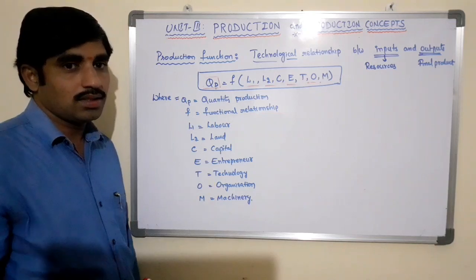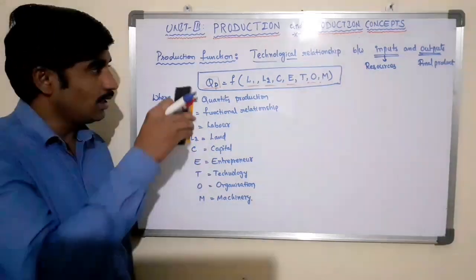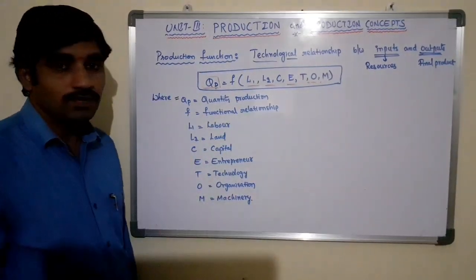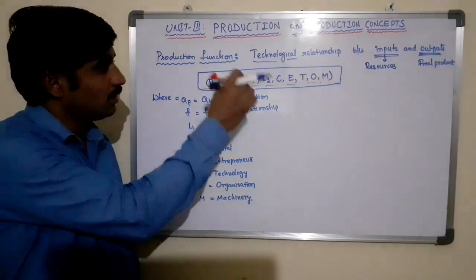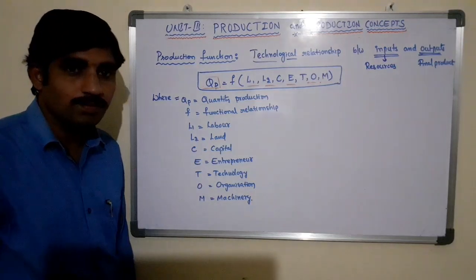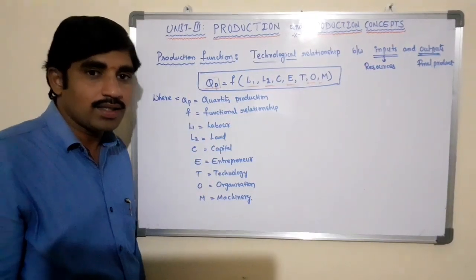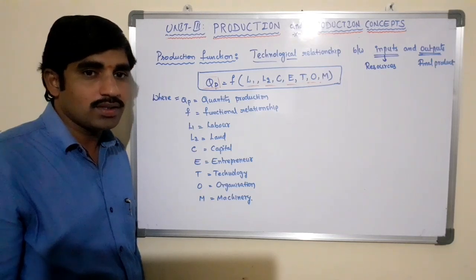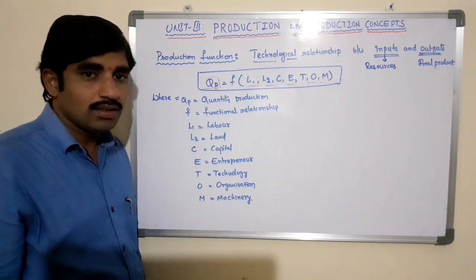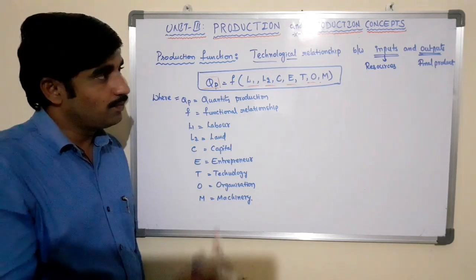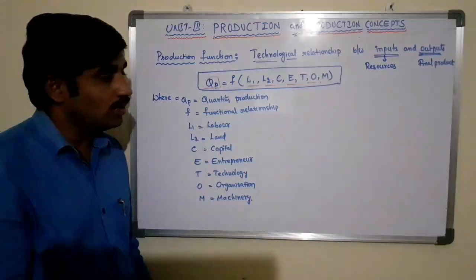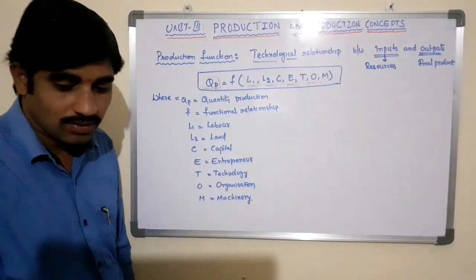So the changes that occur in the business are shown by this functional relationship, which is known as the production function. Simply we can define it as a functional or technological relationship between the inputs that are introduced by the producer and the outputs that are produced. Now let us see what the different factors of production are.